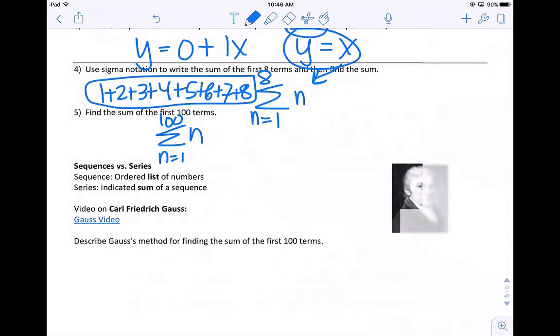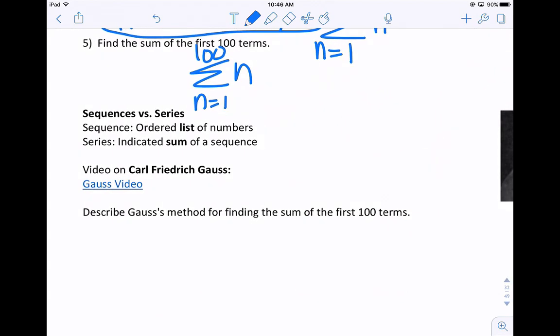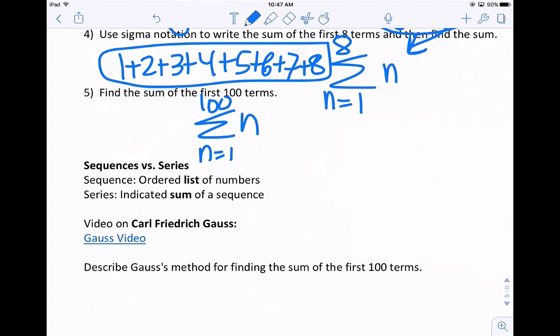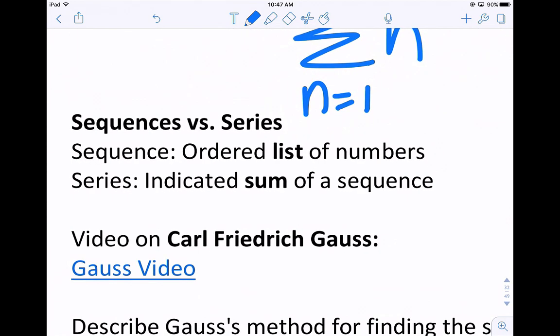So in class, we watched this video about how Carl Friedrich Gauss found a shortcut for adding up the first 100 numbers, 1 to 100. And so we're going to take a look at that video in class. You can YouTube and watch it too. I won't put it in this video. All right, so a sequence versus a series to review. A sequence is your list of numbers. The series is when you add them up, when you sum the sequence.